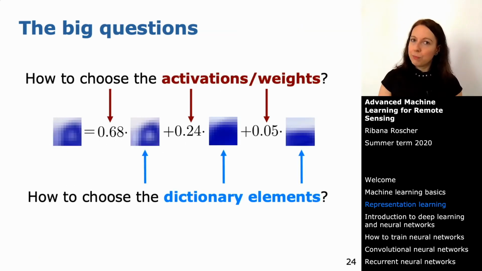Now, there are two big questions when it comes to sparse representation. The first one is how to choose the activation and the weights, because this is your new data representation. The other one is how to choose the dictionary elements. As you can think, you cannot separate these two tasks. You can solve them independently, but one will influence the other and vice versa.